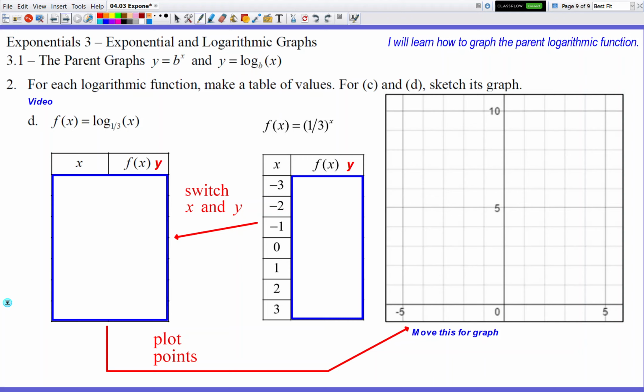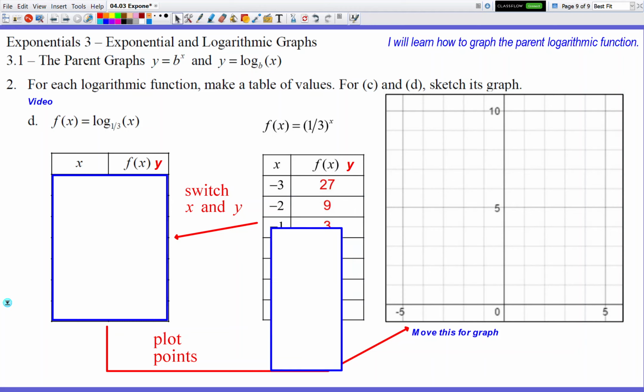So the first thing you want to do is grab that base 1/3 and turn it into an equation. So 1/3 to the power of x. And you're going to plug in -3, -2, -1, 0, 1, 2, 3. And when I do that, okay, there we go. I'm going to get my table.